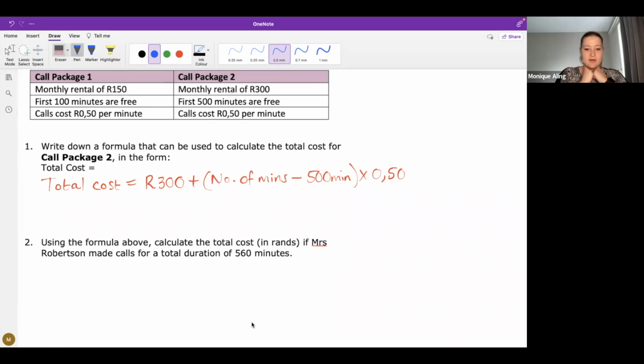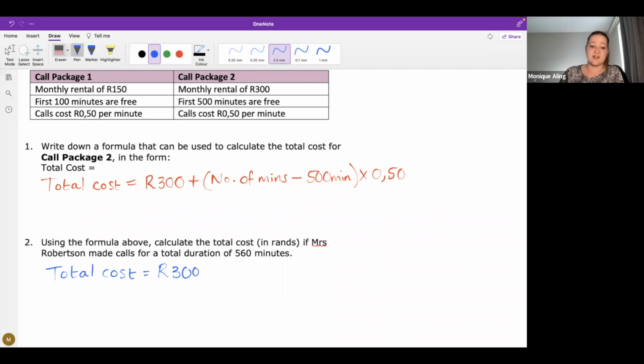Is that a typo? Otherwise, you're very close. Might just have to check. Chantal, good. Ayabonga, good. Karen, well done. Okay, so it looks like you all understand how to substitute into the formula. So just to clarify, we're using the formula we came up with in the previous question.